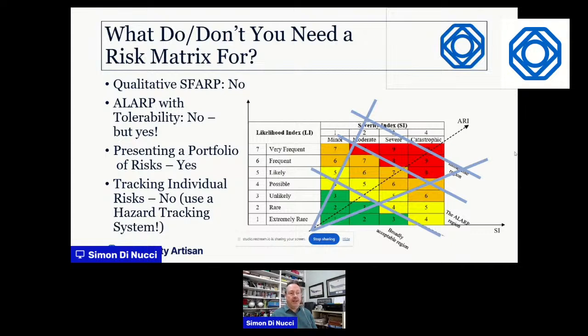And then finally, if you're trying to track individual risks and how they're moving over time, well, no, what you actually need is a hazard tracking system. You can display where the risk has moved on the matrix, maybe. It's not really what it's designed for, but you can do that. And you can display brackets of uncertainty on the matrix as well. But that's not something that's built into the matrix. You have to add that, okay? You have to understand what the uncertainty is in your estimates. So there are some examples of when you do and don't need a matrix.